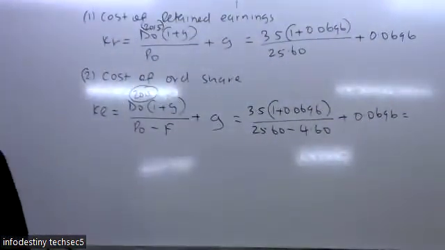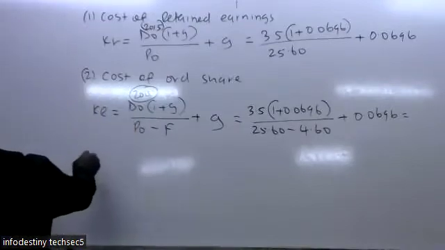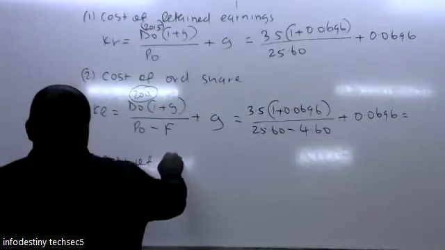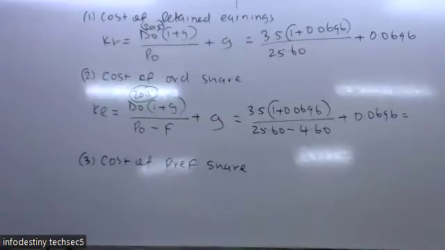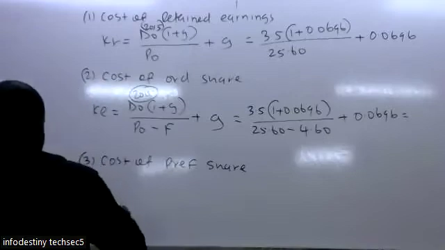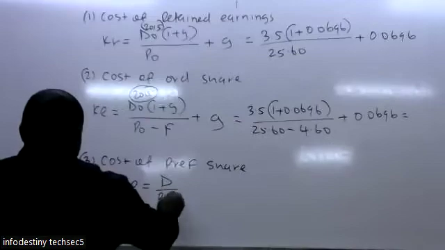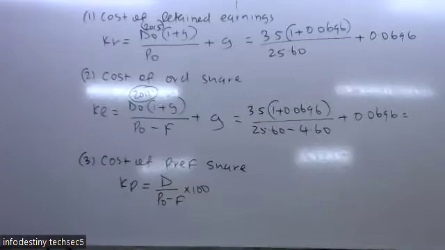So the next one, we shall also compute the cost of the preferred share. The cost of the preferred share is the same as KB. So KB should be given by D divided by PO minus the flotation cost. Then we also express it as a percentage.